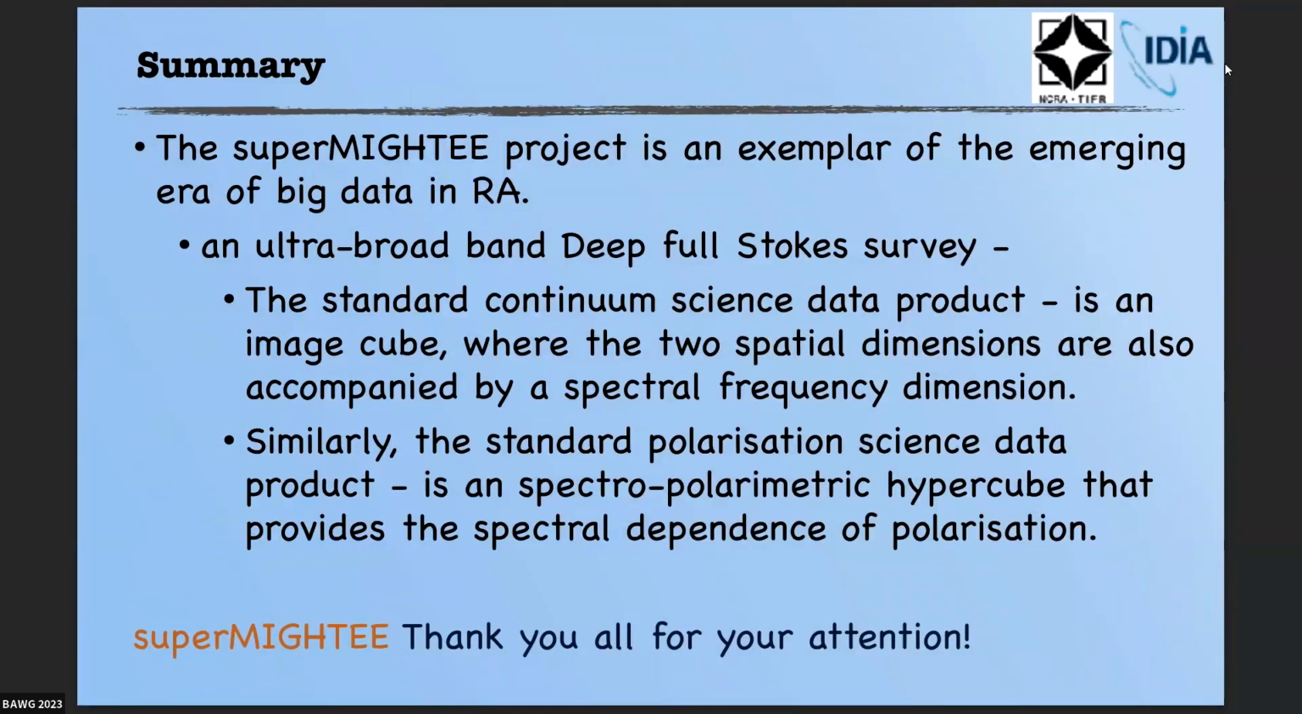So to summarize, the superMIGHTEE project is an exemplar of big data in radio astronomy. We have an ultra broad, deep, full Stokes survey for some of the fields, of the order of 10 square degrees. We provide two key products: continuum science data products, where you have RA, Dec and the spectral index information, and the polarization product, where you have additional polarization information.